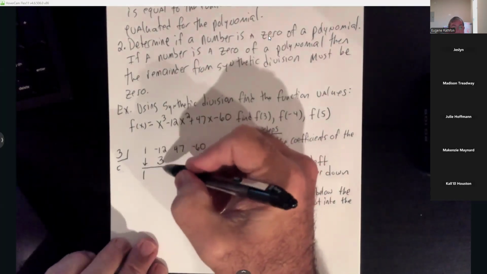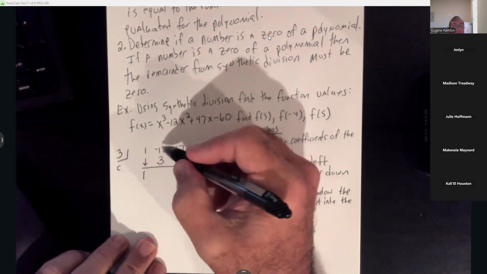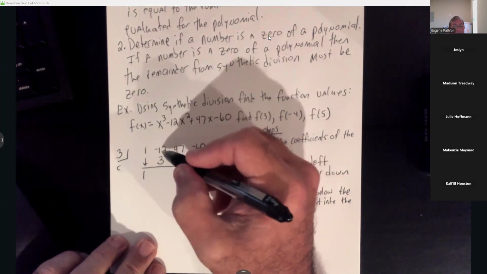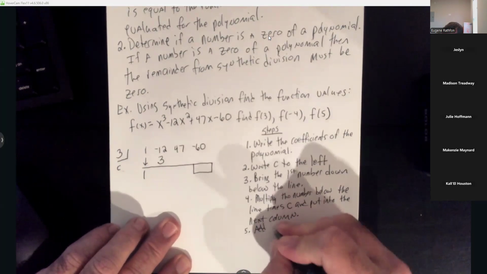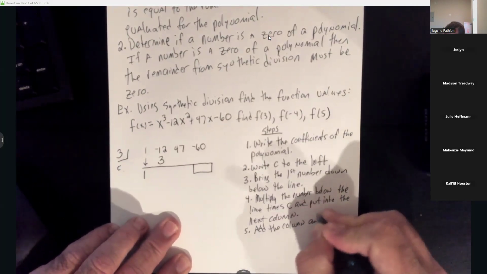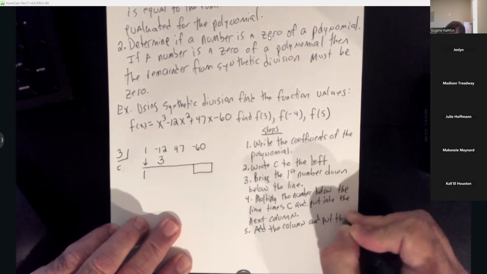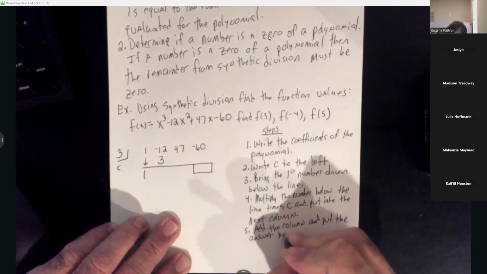Now, when you got 2 numbers in a row like this above the line, these 2 numbers we're going to add together and put the answer below the line. So add the column and put the answer below the line.